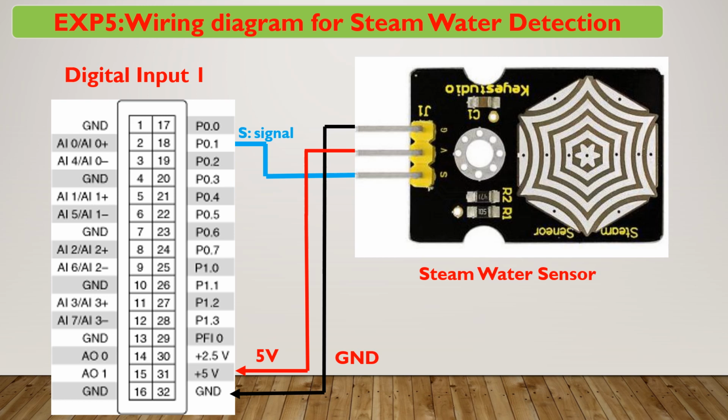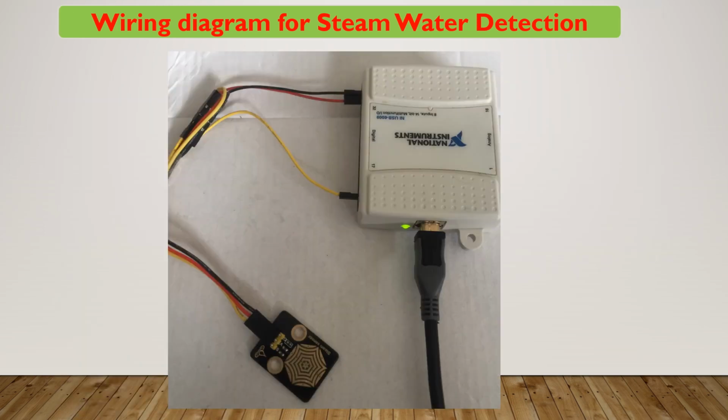It's very simple to have a wiring diagram. We have two wires for power supply and one signal connected from the sensor to the data acquisition card. We call it signal or data line. In this picture you can see the wiring diagram for steam water detection, as done before between the data acquisition card and the steam water sensor. Yellow one is the signal line, and the red one and black one are the power supply lines, and this sensor is connected to the data acquisition card.